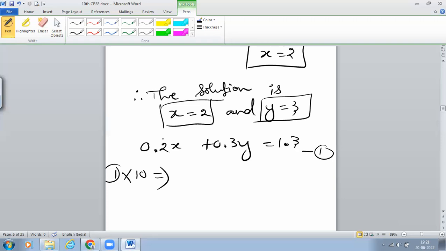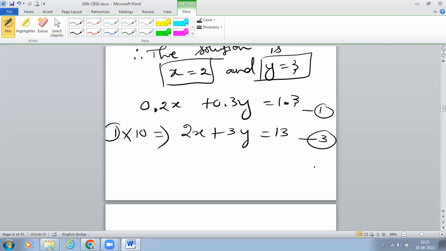So what we'll get is 10 into 0.2. Whenever a decimal number is multiplied by 10, the decimal point will shift one digit to the right side. So it will become 2 point, which means that is simply 2. So we'll get 2x plus 10 into 0.3 is 3, so plus 3y, which is equal to 10 into 1.3 is 13. So now we got a new equation. Let it be equation number 3.